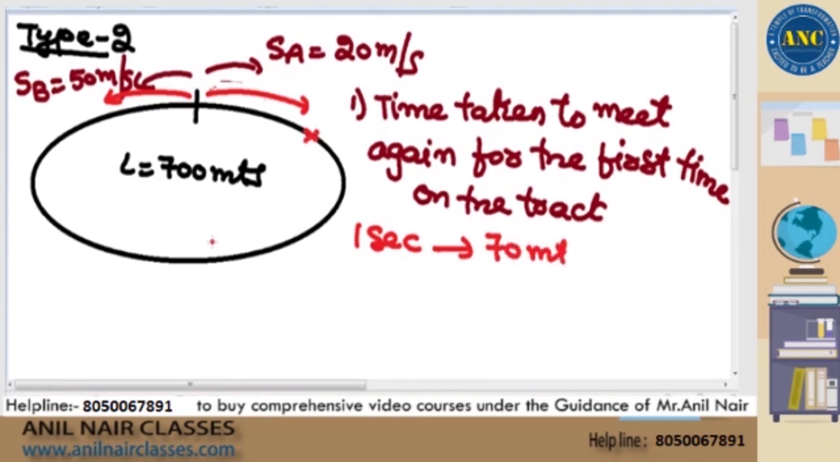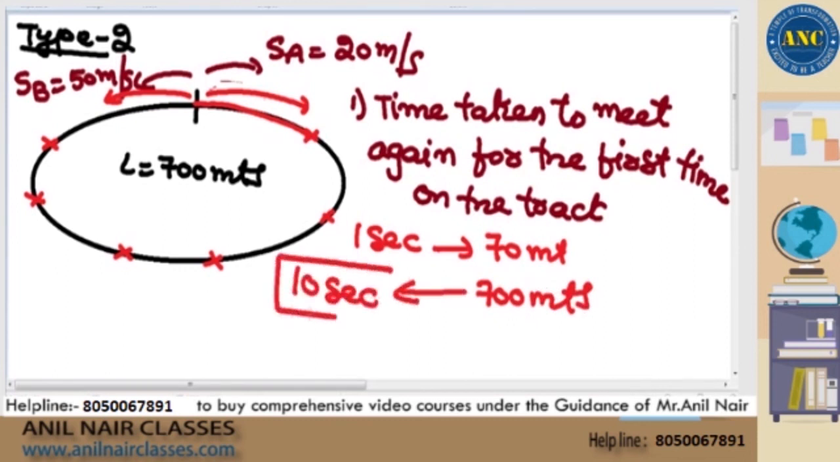At any point they meet, if he covers X, this person will cover 700 minus X. If he covers Y, he will cover 700 minus Y. It's a circular loop. Both are coming in the opposite direction, so the total length to cover is 700 meters. 70 is 1 second, 700 is 10 seconds. Time taken to meet again for the first time on the track is the same.